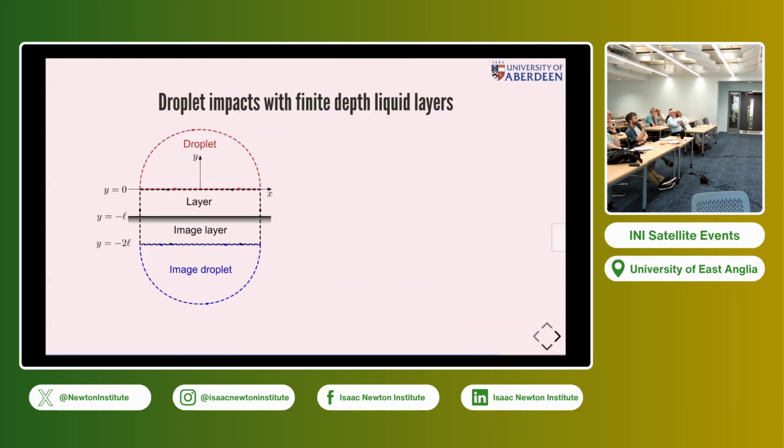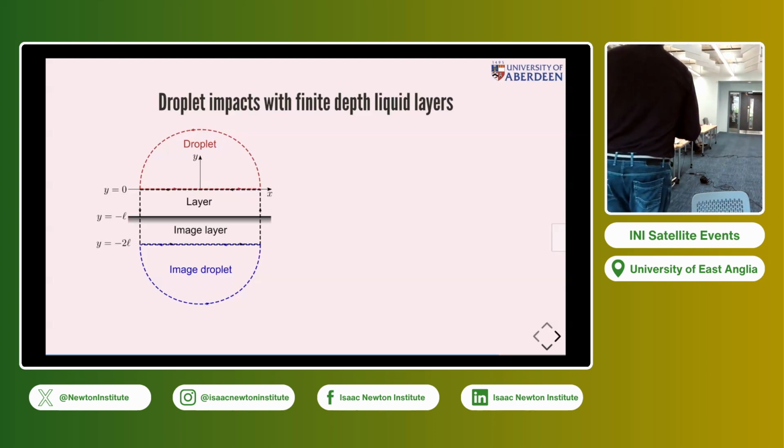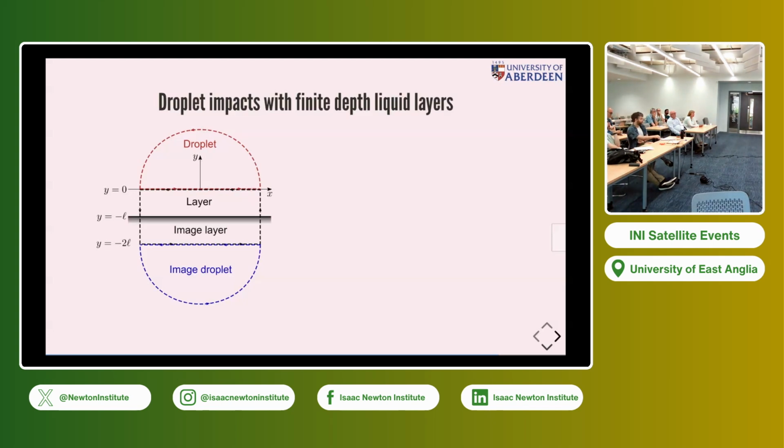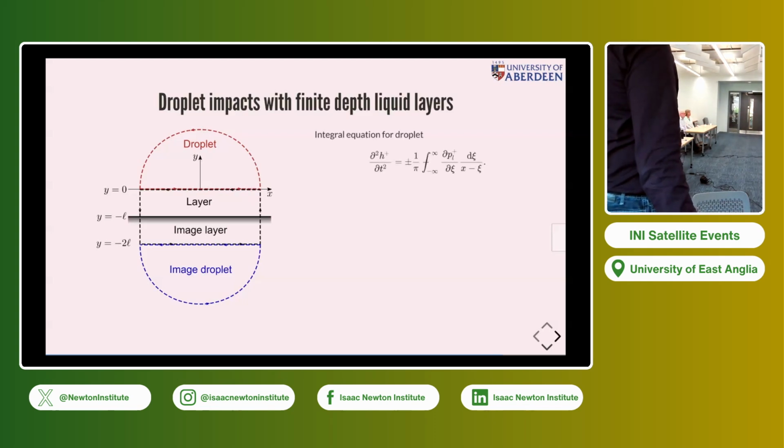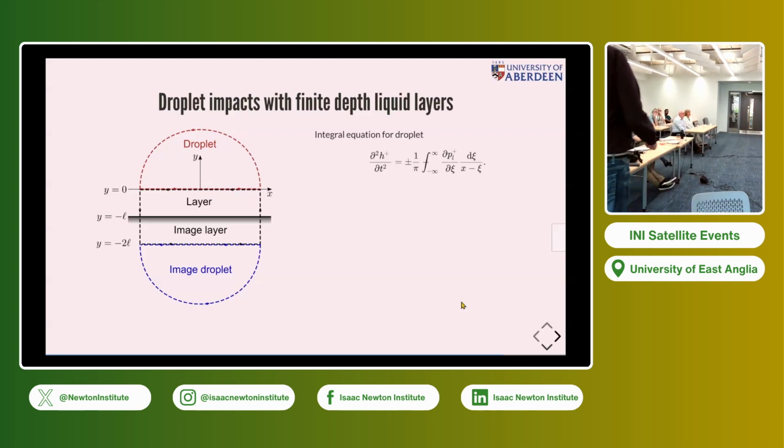What do we do with finite depth liquid layers rather than deep liquid layers? Well, we have to be a bit clever and do something with the integration, but we form a sort of hamburger setup like this, and for an appropriate height of an impenetrable layer depth, we build an image system. We have an image layer and an image droplet, and then we integrate a contour around both the layer and the layer image, and also a third contour around the droplet image, which gives us essentially three integral equations we can play with. Obviously the droplet equation is just the same as before.